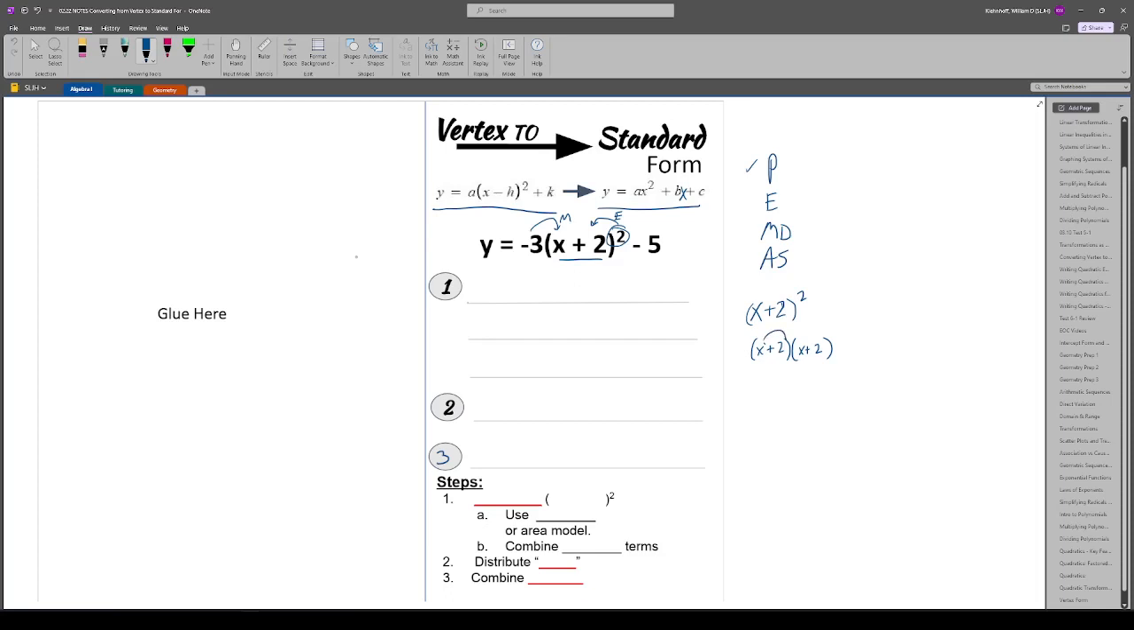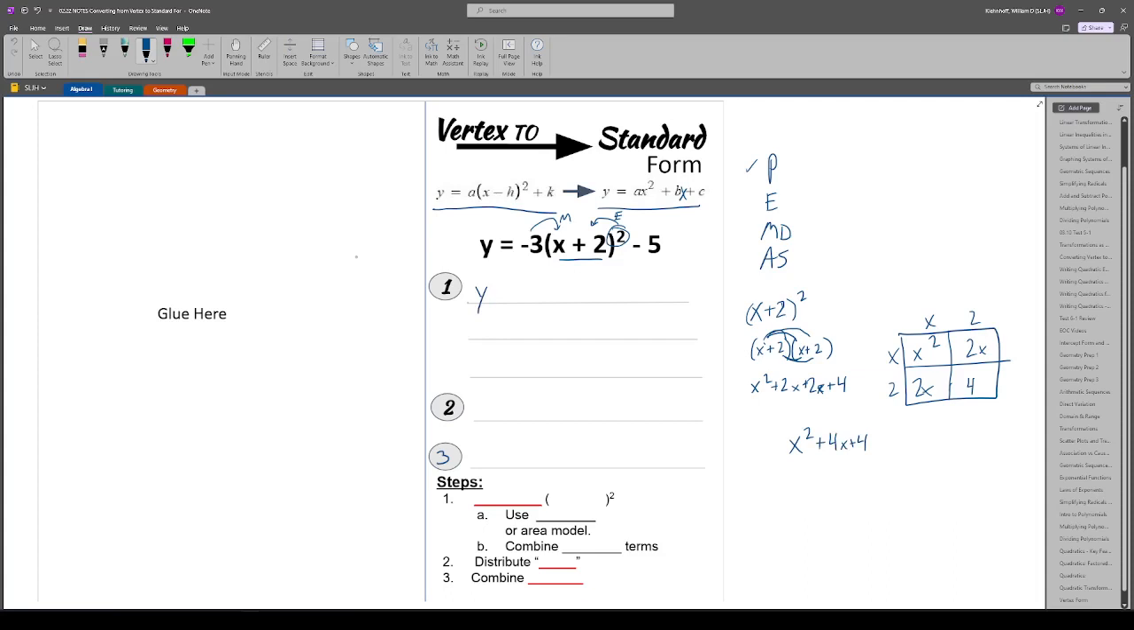Using distribution, we would distribute the x to both of these. We get x squared plus 2x. Then we go back and distribute the 2. We get plus 2x plus 4. Using the area model, we'd get the same thing, just organized into our nice little boxes. So we have x plus 2 times x plus 2. We get x squared, 2x, 2x, and 4. And either way, the result after this first step is that we expand this into x squared plus 4x plus 4.